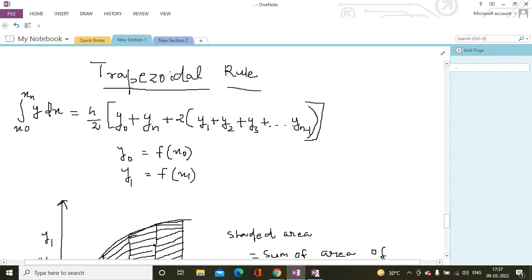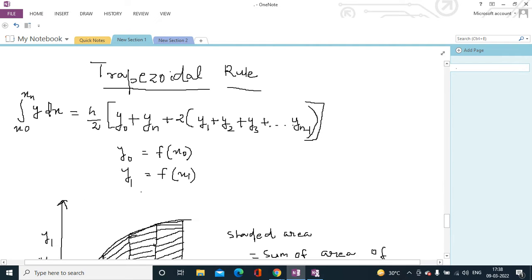Here y0 is what? y0 is f of x0, y1 is f of x1, and similarly y2 and yn we will get by putting xn and x2 etc. in the function, and the interval of width h can be an even number of intervals or an odd number of intervals. It can be of any value, but that has to be of width h, right guys?